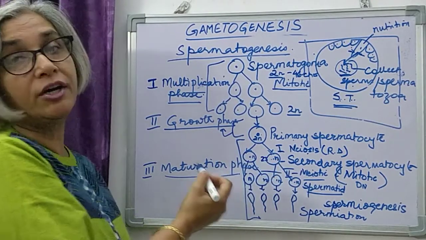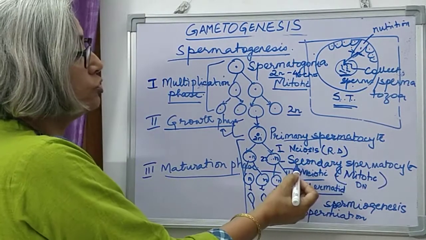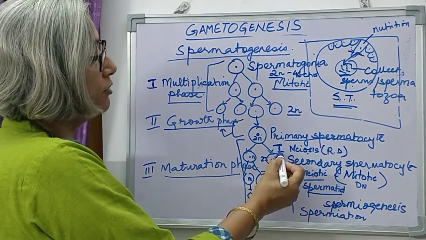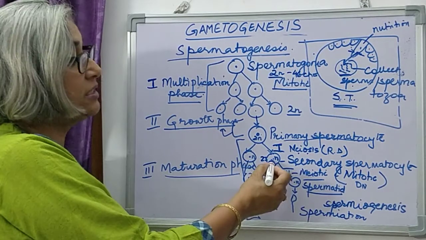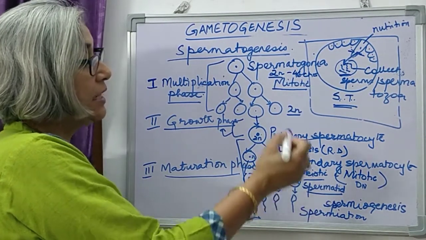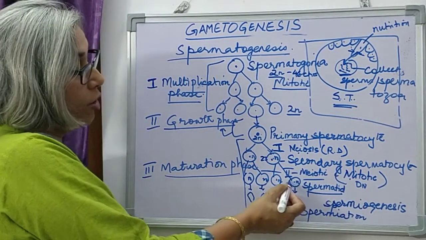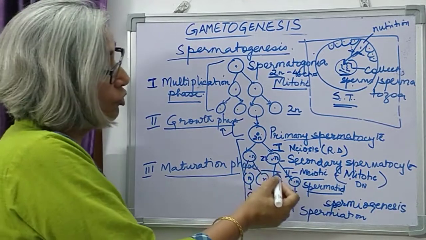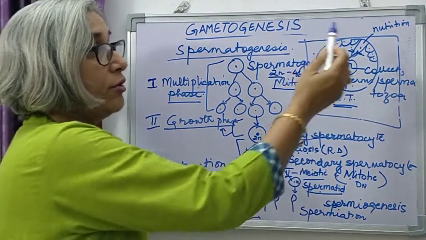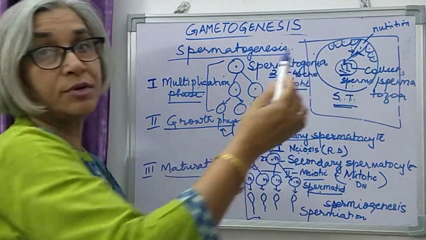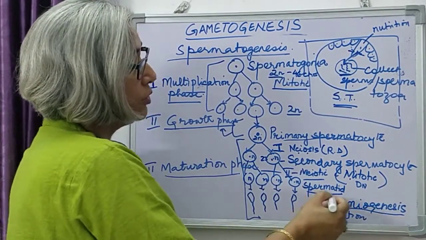Then the third phase is maturation phase, where the primary spermatocyte matures to form the secondary spermatocyte after the first meiotic division or first reduction division, forming two haploid cells. These haploid cells then undergo the second meiotic division, which is mitotic in nature, forming four haploid cells. These four haploid cells are called spermatids, which will attach to the Sertoli cells for maturation, getting nutrition, protection and support from the Sertoli cells, and the process is called spermiogenesis.